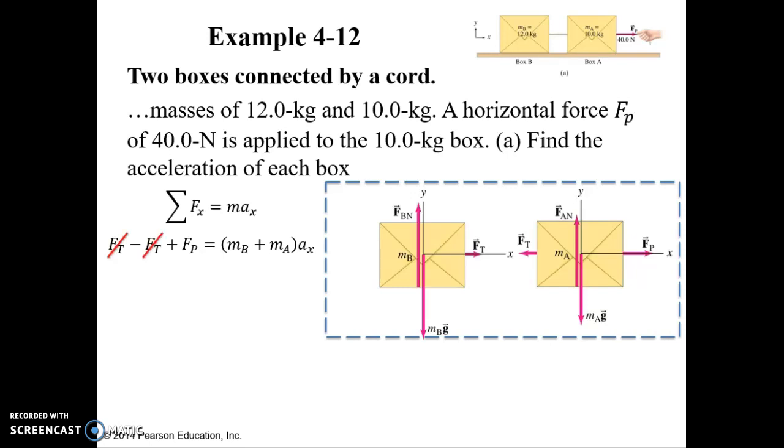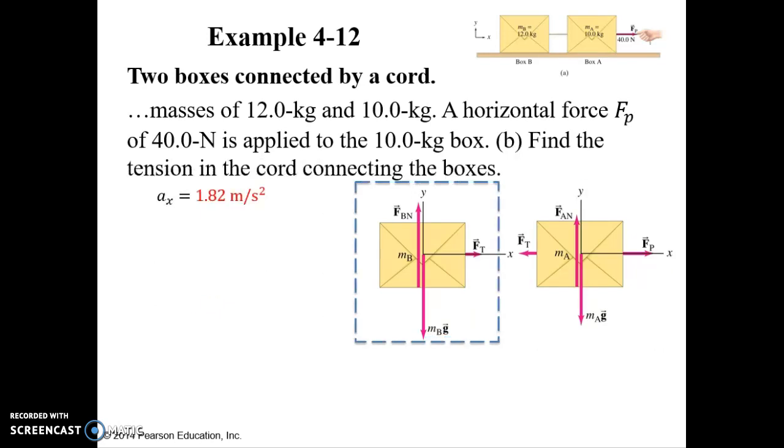Hey, look at what cancels out. Tension, because they have equal value but in opposite direction. Now we're just left with Fp equals mb plus ma times ax. Rearrange the equation to solve for acceleration. Plug and chug to get 1.82 meters per second squared.